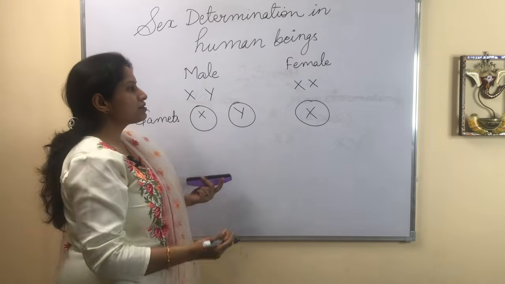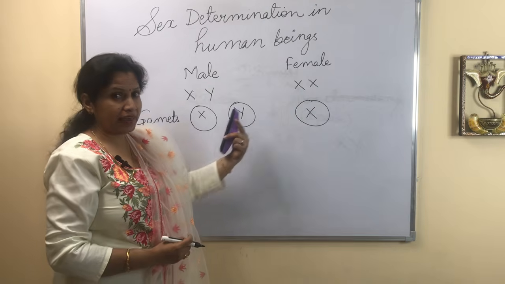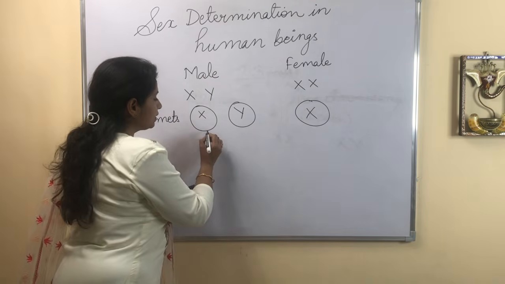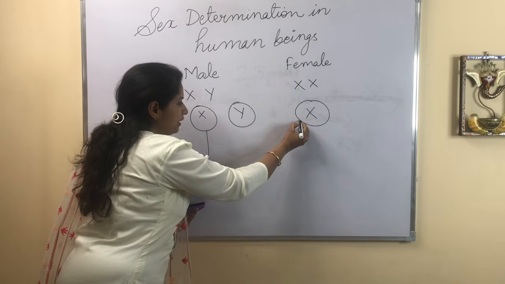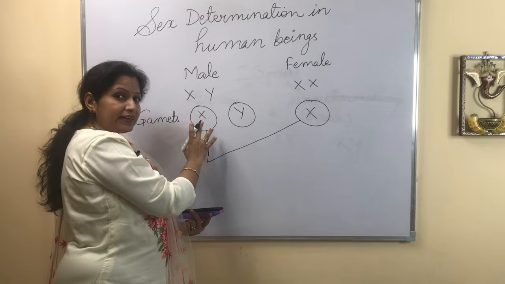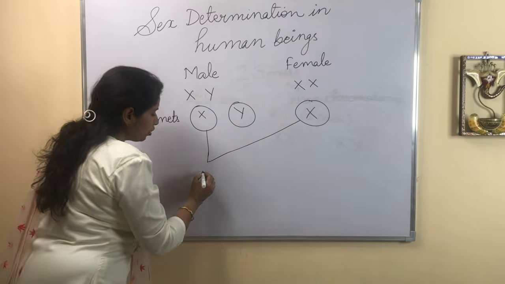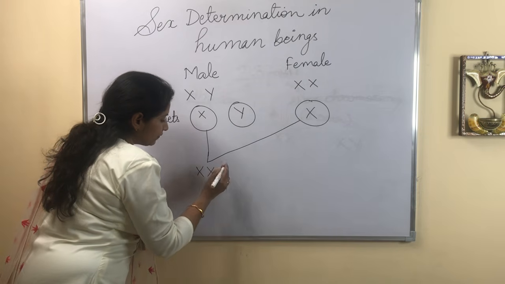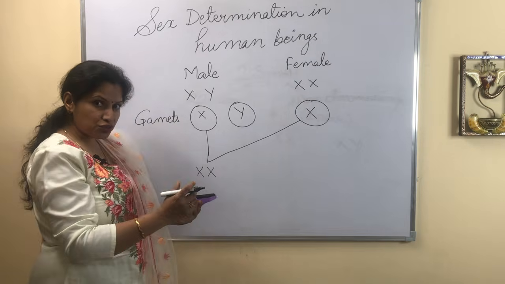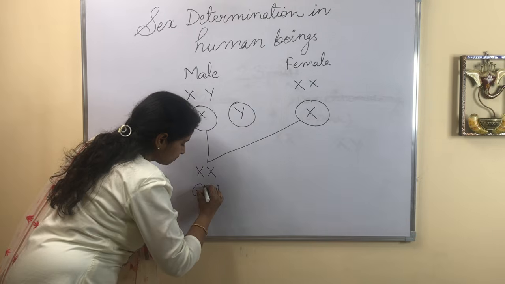Now, what happens during fertilization? There is fusion of the male and female gametes. The sperm will be getting fused with the ovum. So, if this sperm containing X chromosome fertilizes the female egg, then the individual will be having 2 X chromosomes, and the baby will be a baby girl.